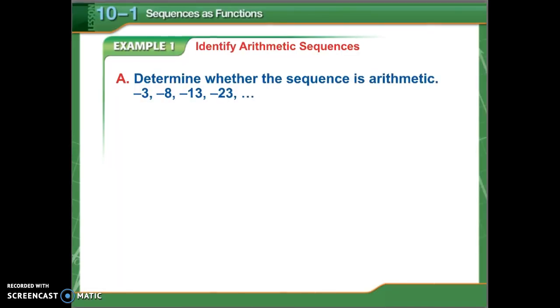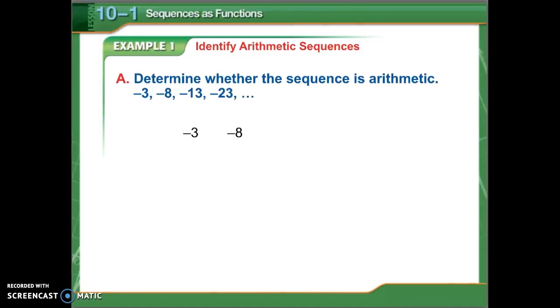So first example here, we need to determine whether the sequence is arithmetic. So the concept here of arithmetic is, does it have the same number that you add or subtract to get the next number in the pattern each time? And so our terms are -3, -8, -13, and -23.